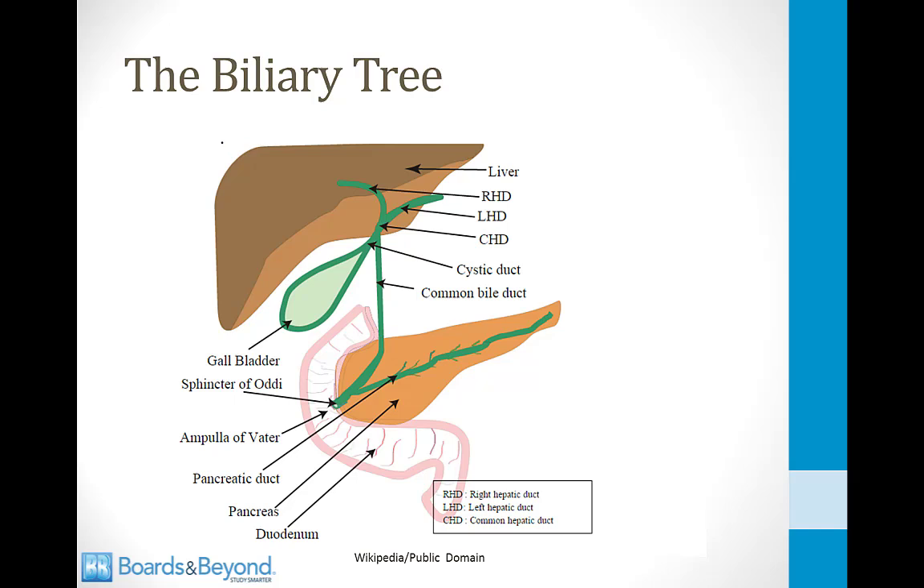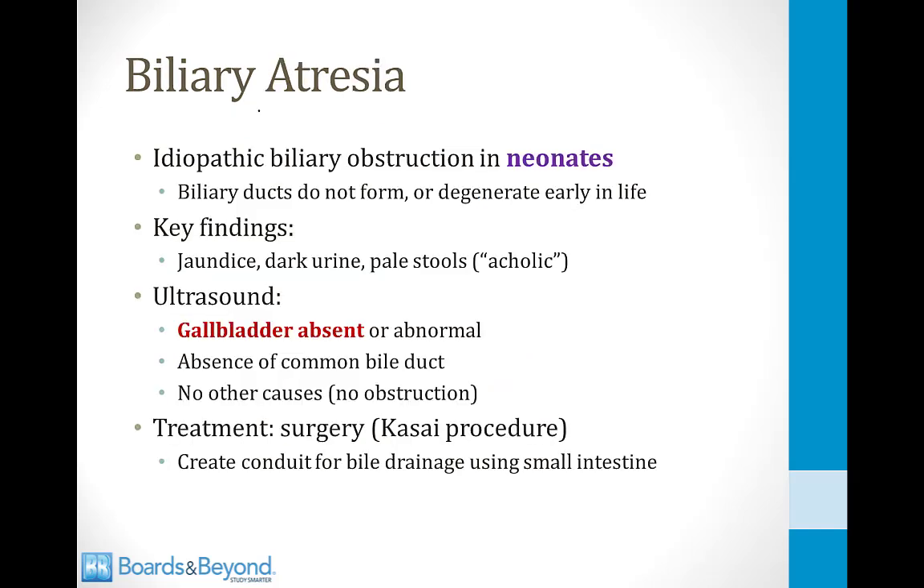I'll start by briefly reviewing the biliary tree. Bile is formed in the liver and transmitted via the common hepatic duct into the gallbladder. Bile is stored in the gallbladder, and during a meal it is released via the common bile duct into the duodenum, where it passes through the sphincter of Oddi and the ampulla of Vater in order to reach the small intestine.